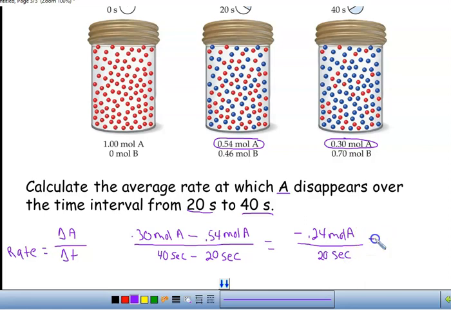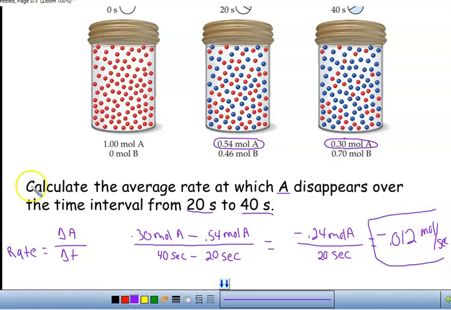seconds. Let me get my calculator. So 0.24 divided by 20, I'm getting 0.012, and we've got 2 sig digs. We don't use our times for this. So 0.012. It is negative, so we'll talk about that negative, moles per second.